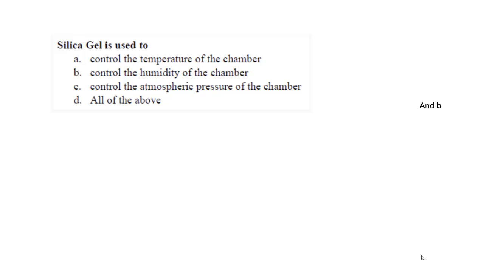In bags and all, if we purchase a new bag, we get a small pouch or small packet of silica gel. That is to control the humidity inside the object, because it absorbs the moisture. So that's why silica gels are used for controlling the humidity in the chamber. So option B is the correct one.